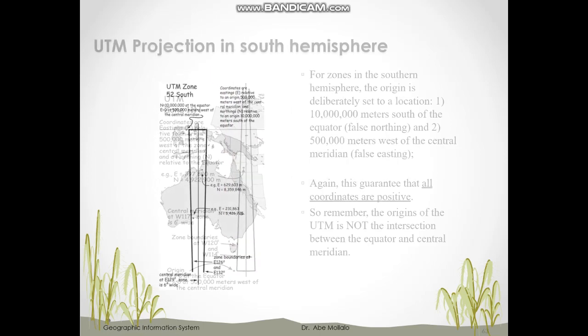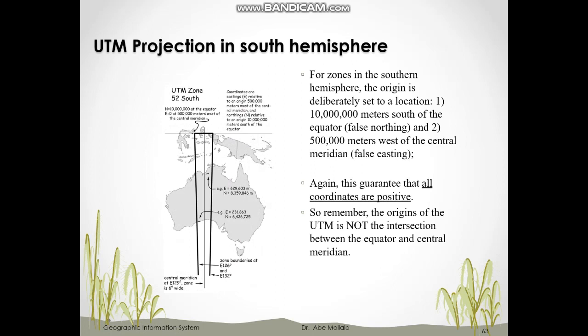Okay, how about the origin in the southern hemisphere? For zones in the southern hemisphere, again we set up the origin to make all coordinates positive. So here is the equator, and we have to go down 10,000 kilometers from the equator. And it should also be 500 kilometers west of the central meridian. So here is the central meridian, and we have to go 500 kilometers to the left. That's going to be the origin of the UTM projection in the southern hemisphere. Again, you can see the entire zone is now in the first quadrant of the system, and that's why all coordinates are positive. So the origin is set on purpose to make all coordinates positive.